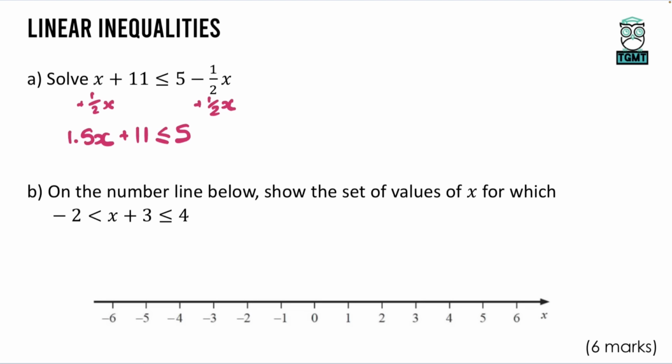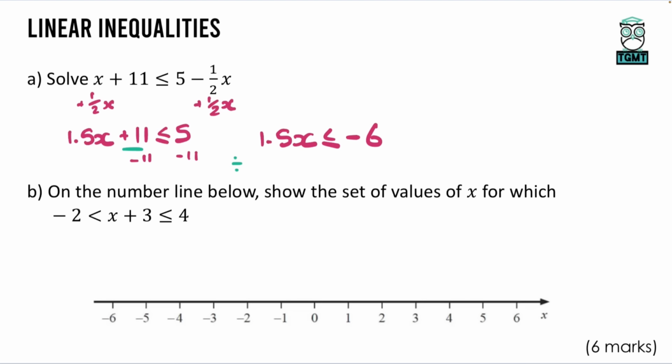Now that we only have the x's on one side of this inequality symbol, we can get rid of this positive 11, again by doing the inverse. So when we minus 11, we now have 1.5x is less than or equal to, and we can do something like 5 minus 11 on our calculator anyway, but we get -6.